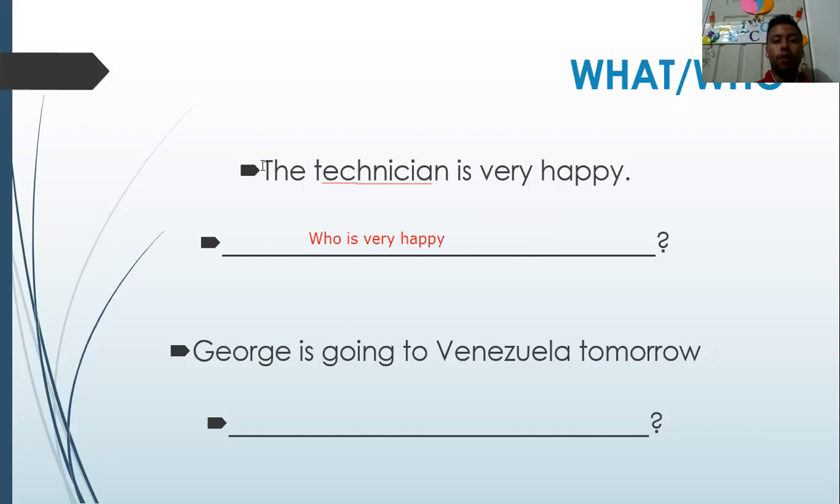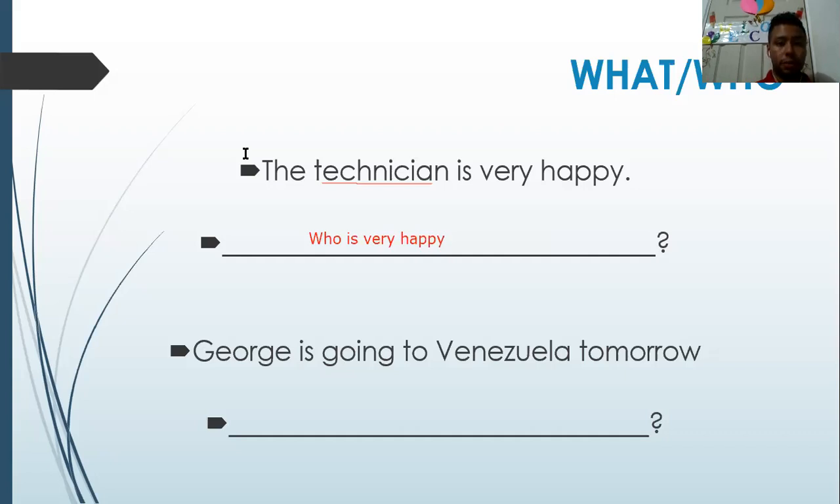Any other volunteer, please? Who wants to read that sentence? Michelle, please go ahead. George is going to Venezuela tomorrow. Excellent. Okay. Wait for me. Very good, Natalie. Okay, don't worry. Where? Okay, wait. We don't have to use where. Only what or who. Okay, next one.